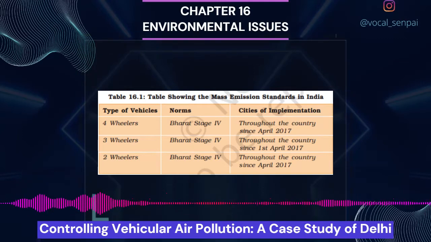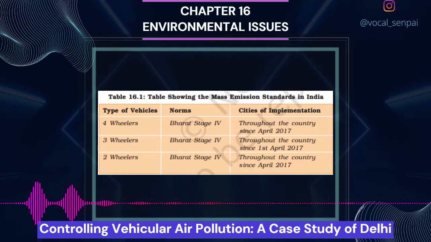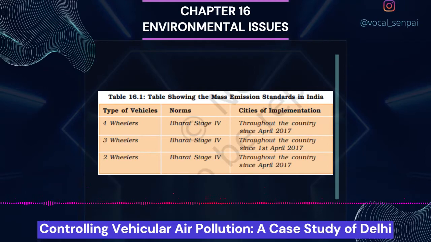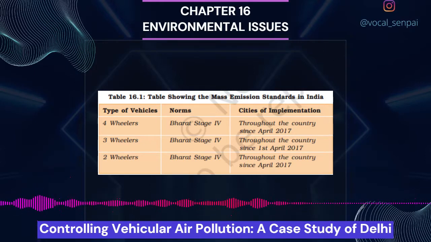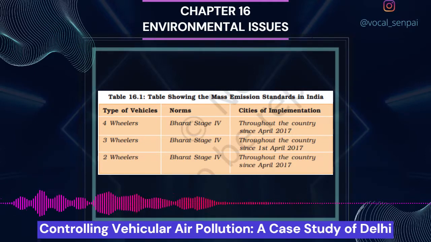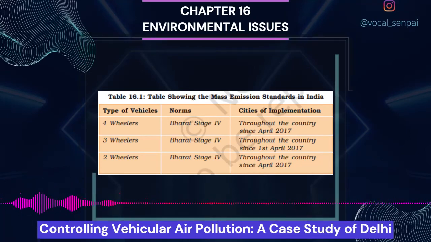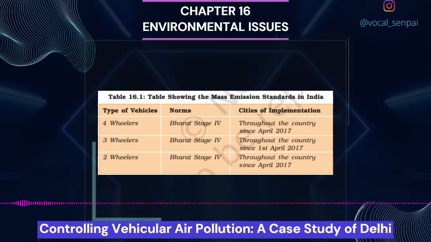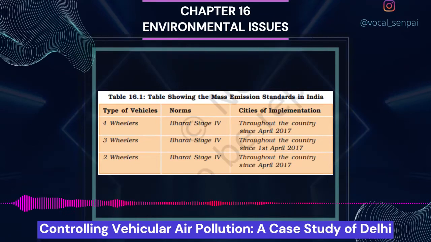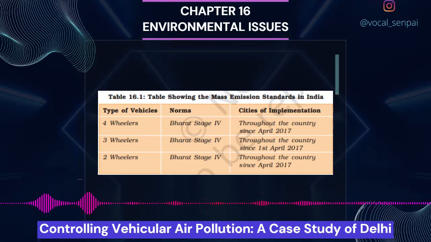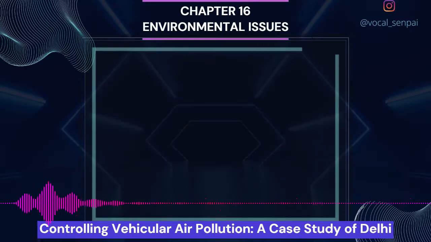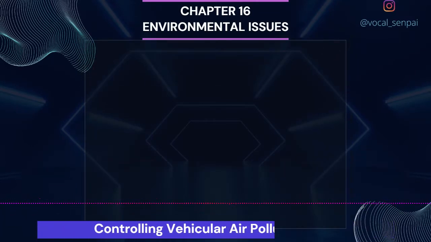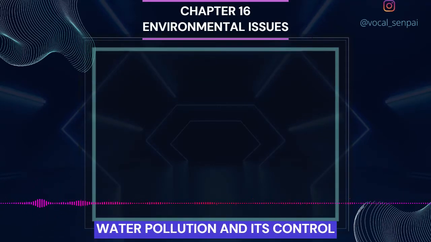Mass emission standards, Bharat stage 2, which is equivalent to Euro 2 norms, are no more applicable in any of the cities of India. Details of the latest mass emission standards in India are provided below, Table 16.1. Thanks to the efforts made, the air quality of Delhi has significantly improved. According to an estimate, a substantial fall in CO2 and SO2 level has been found in Delhi between 1997 and 2005. Water pollution and its control.